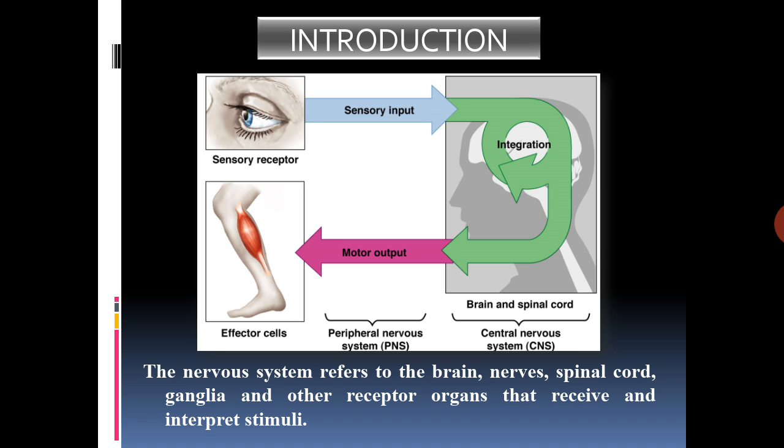So, from here you can understand that it receives stimuli through sensory neurons from internal and external environment and passes them to the brain, where the input stimuli is processed and then the response is given to the body parts through motor neurons. So, this is the overview of the functions of the nervous system.